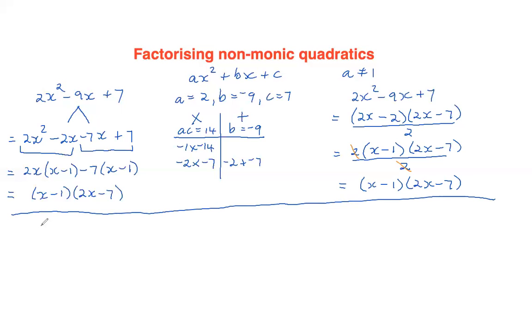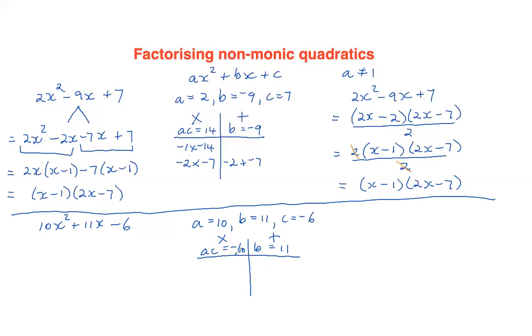Let's say we have the quadratic 10x squared plus 11x minus 6. So once again, let's think about what a, b and c are. So this time, a equals 10, b equals 11, and c equals -6. So doing the little table, I've got AC is -60 and b is equal to 11. So I'm looking for a combination of numbers that multiply to give -60 and add to give 11.